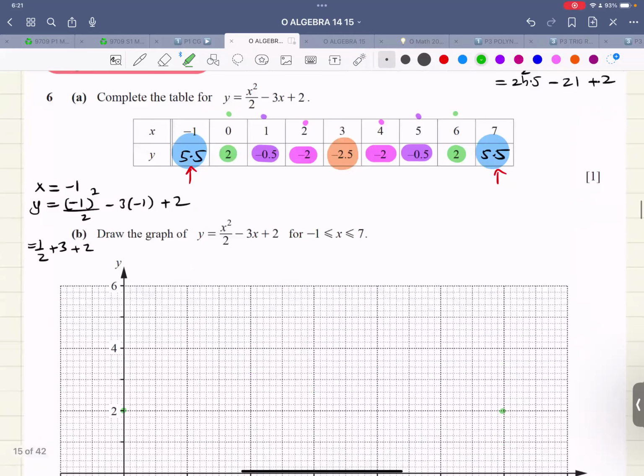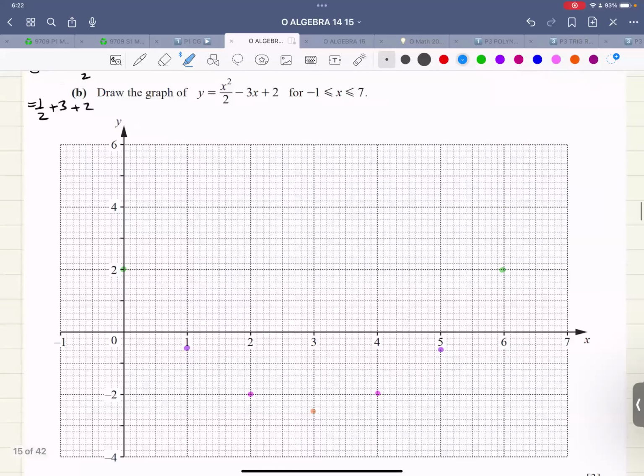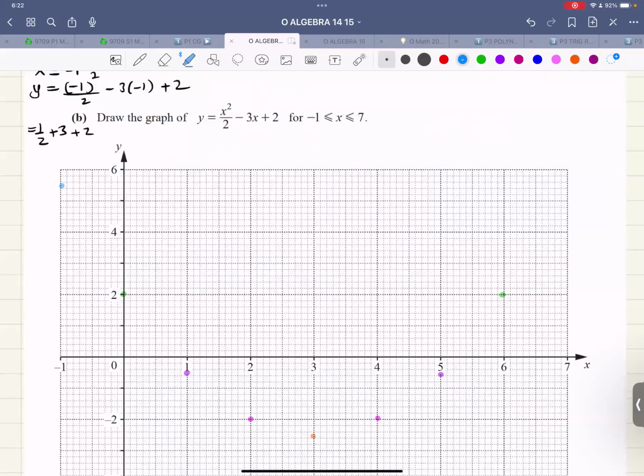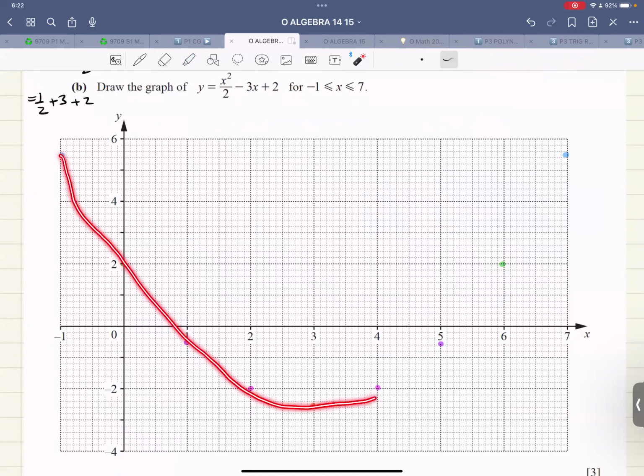And then we have 5.5, the blue points. Let me just mark it. -1 is giving me 5.5. 7 is giving me 5.5. This is 4, this is 5. So now you can see the graph. It's going like this, all the way over here. So that's how the symmetrical graph is drawn.